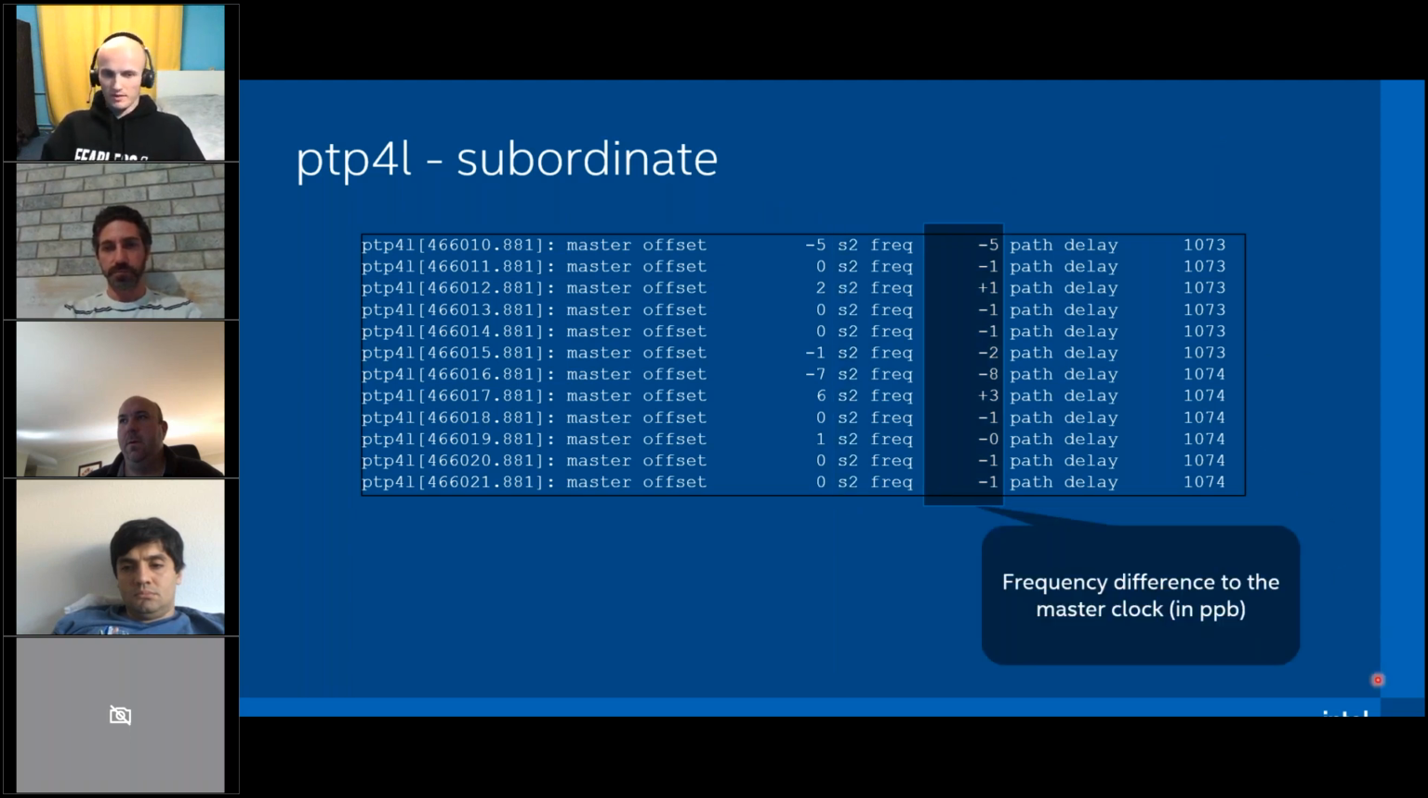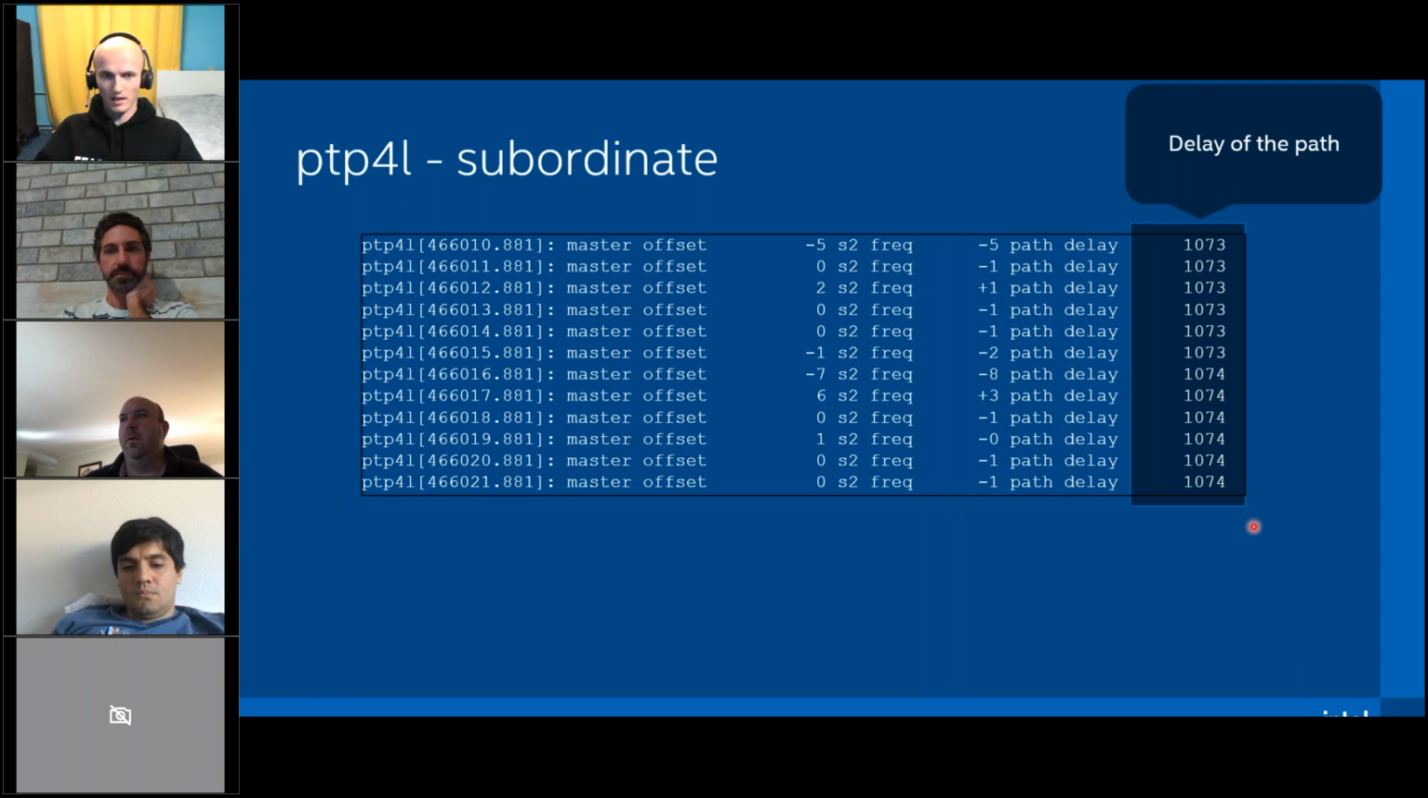This shows the frequency difference to the master clock. And now we can come back to the frequency question. Basically, this is the parts per billion of the frequency that the clock sticks on, which means that the corrections here are rather slight. So we are working on the sub-nanosecond corrections. And this shows the delay of the path between the master and subordinate system.